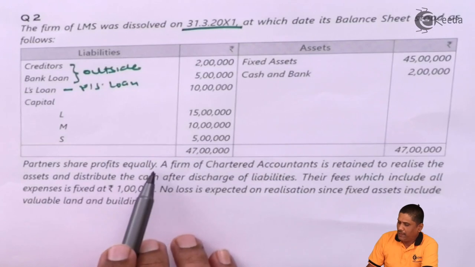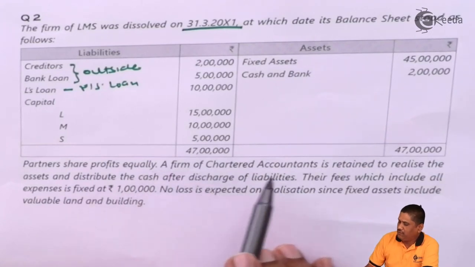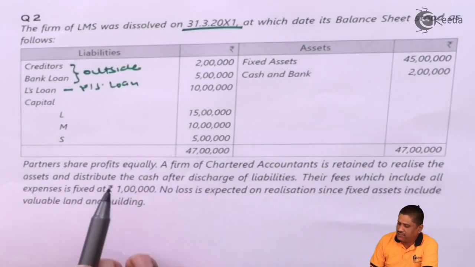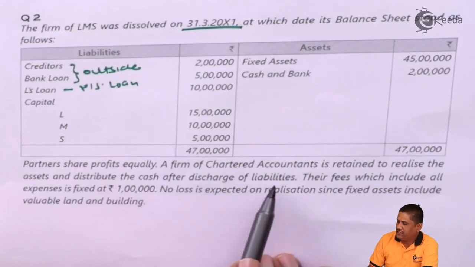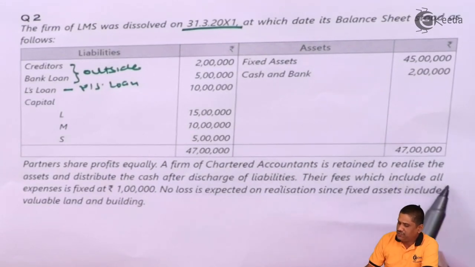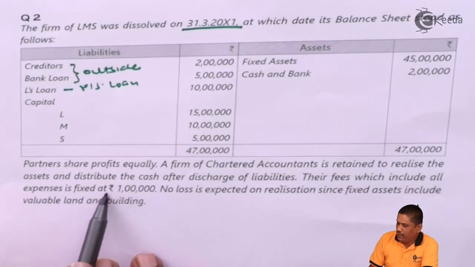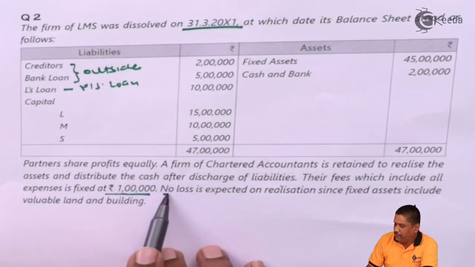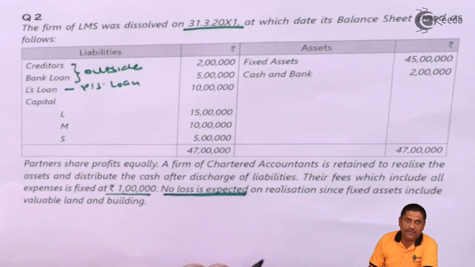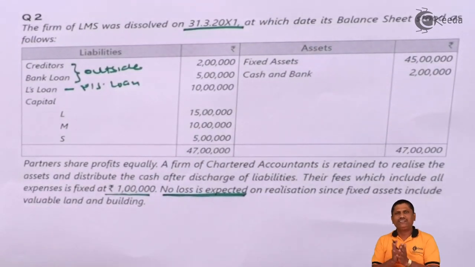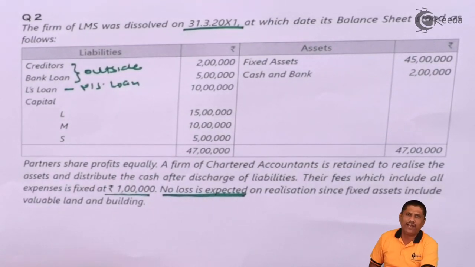Partners share profits equally. A firm of chartered accountants is retained to realize the assets and distribute the cash after discharge of liabilities. Their fees, which include all expenses, are fixed at rupees 1 lakh. No loss is expected. Importantly, now they are saying that no loss is expected, which means the firm is solvent and we will not add a loss.